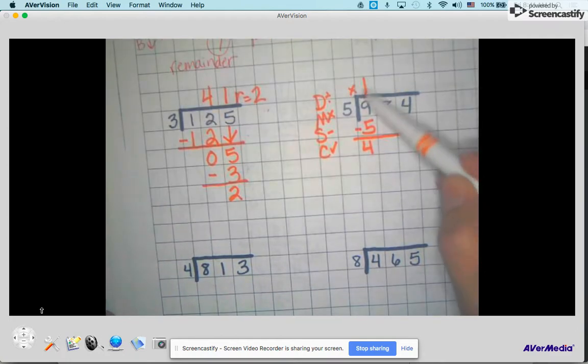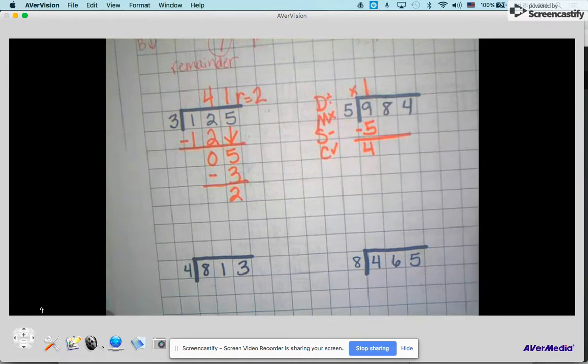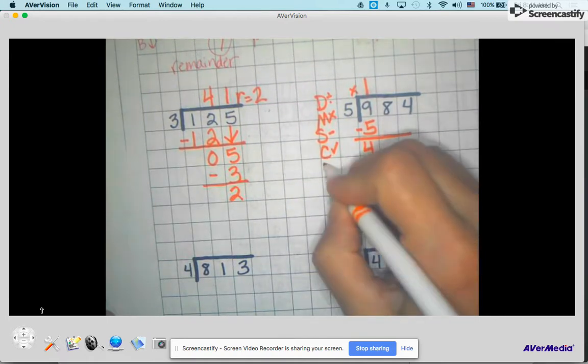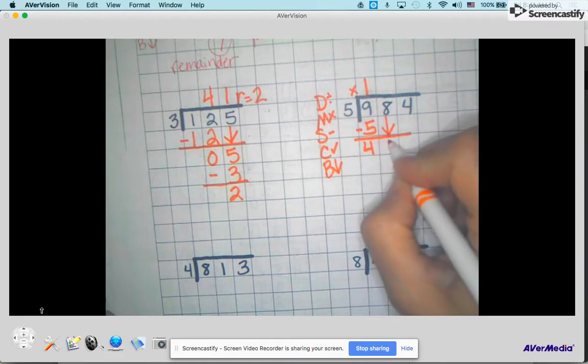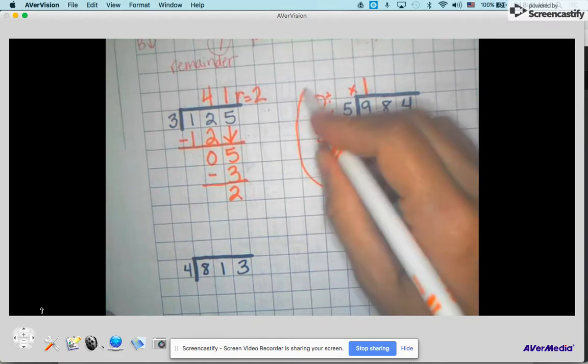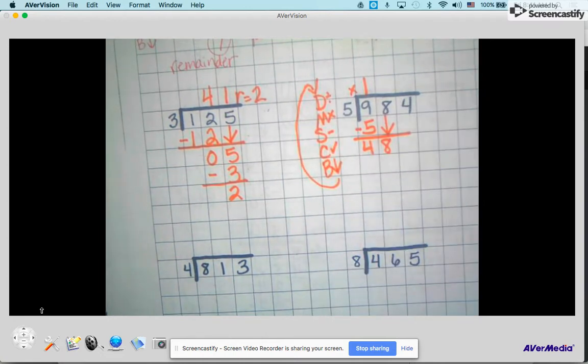That means you didn't use a big enough number up here, right? You can make another group. Okay, so now what do we do? Bring down your 8. And then you start all over. Bring it on down and bring it on back. How many times will 5 go into 48?